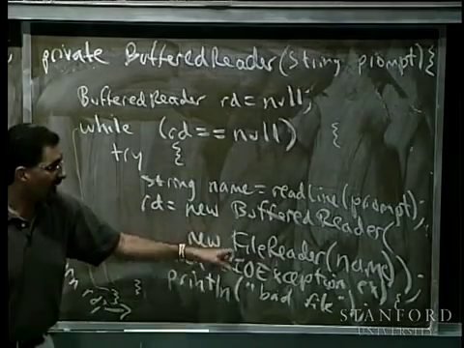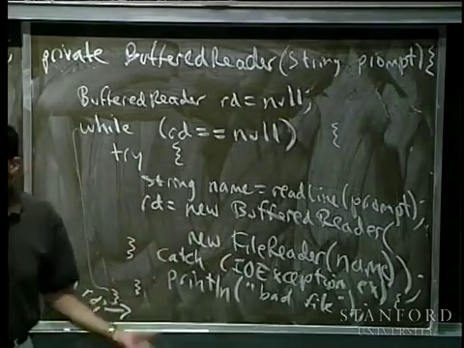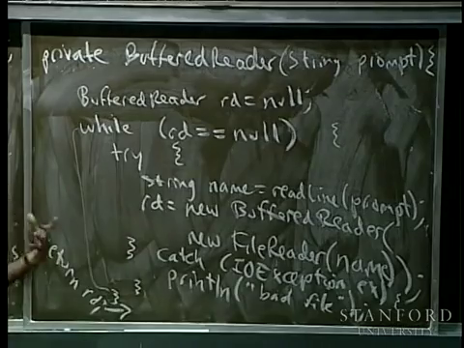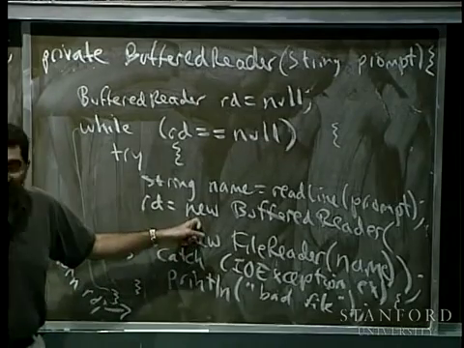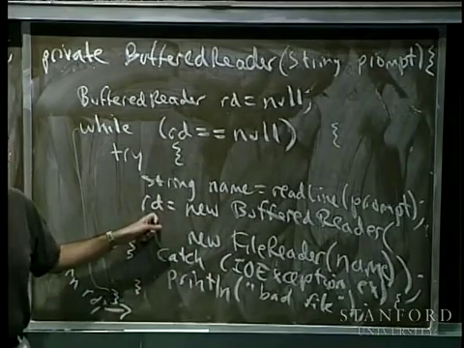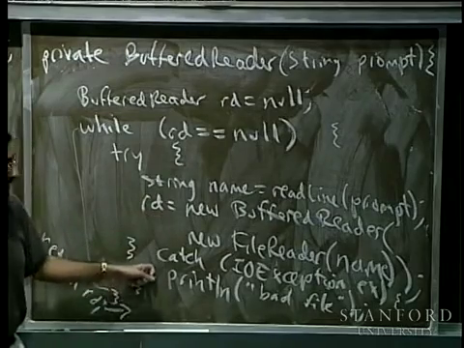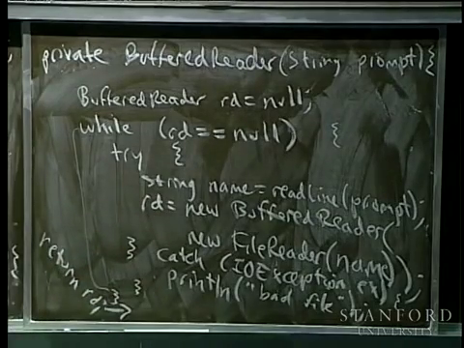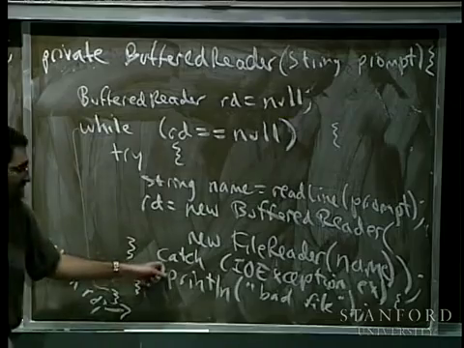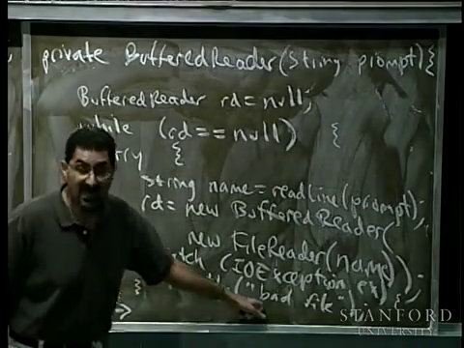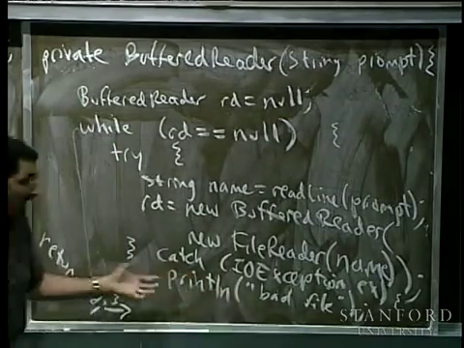If I tried to create this file reader and this file for whatever reason did not exist, an exception gets thrown. If an exception gets thrown, execution doesn't complete at this line, so RD never gets assigned a new value. And it immediately goes to the catch and says, hey, here's the exception. I couldn't find the file. What does the exception catcher do? It says, hey, bad file, buddy. And then it's done, right?